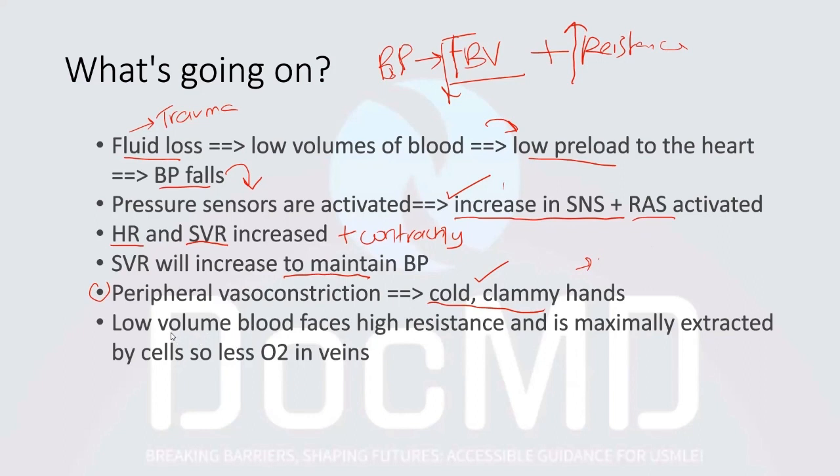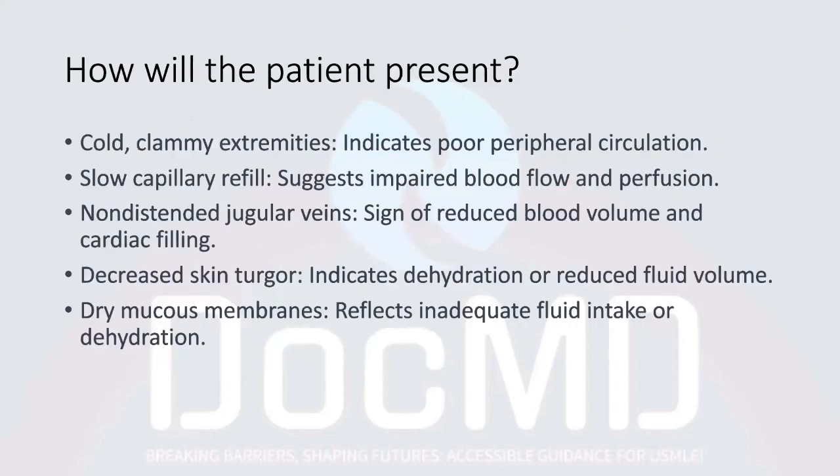And lastly, because you have low volume blood which is facing high resistance. Why is there high resistance? Due to the SVR increase. So when you have low volume blood facing high resistance, it's going to go into the different organ systems of the body, and it will get maximally extracted by cells. So then you'll have less O2 content in the veins. That is how your patient is presenting.